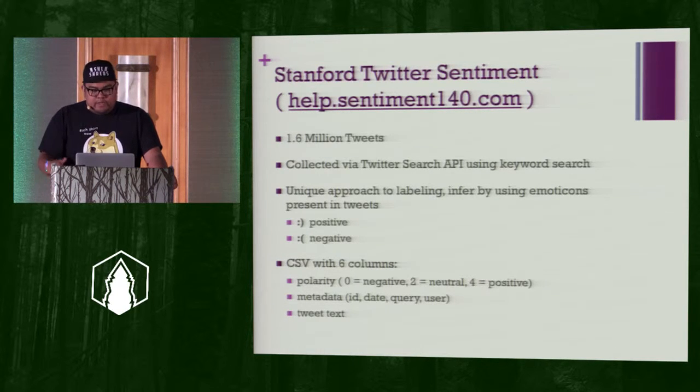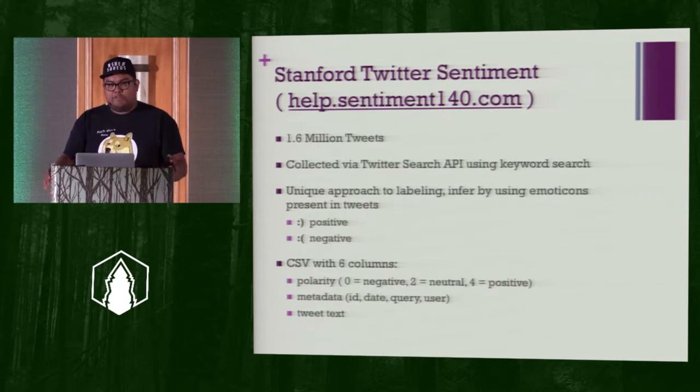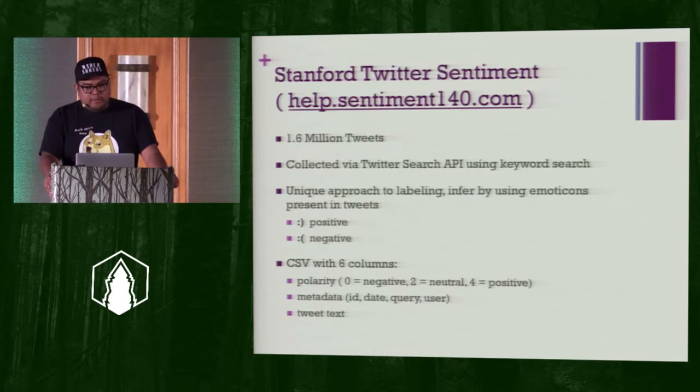So yeah, this is a huge CSV with 6 columns: some label for your polarity, either positive, negative, or neutral, some metadata like the ID of the tweet, the date they queried it, and the user, and also the actual tweet text itself with these emoticons stripped out so you don't just learn against checking the presence of emoticon.